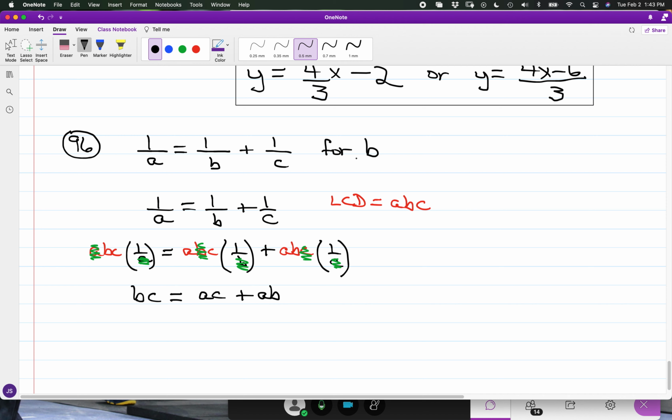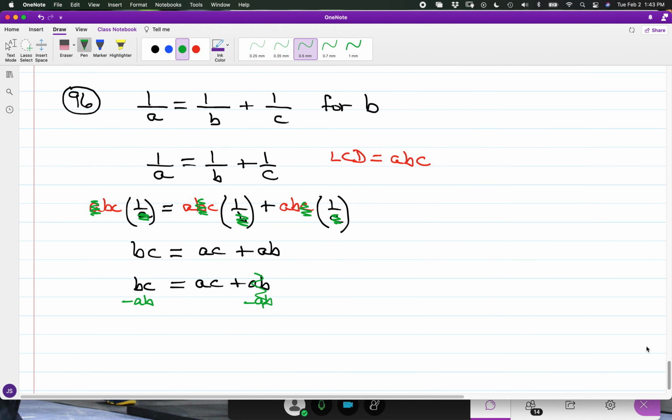And we're looking at expressing this equation in terms of the letter b. If you notice the terms with b, we have bc and ab. So what I can do here is that while bc is by itself on the left, I can move the ab term by subtracting. So here I have bc minus ab is equal to ac.